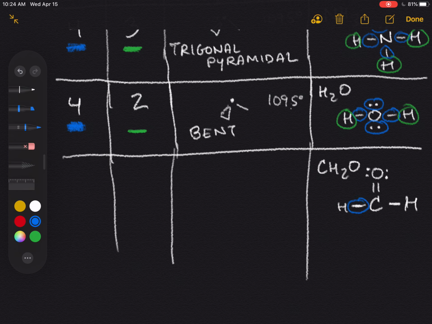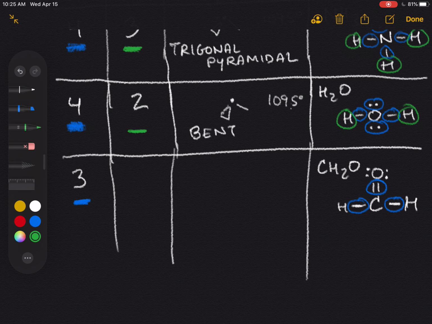So we know this is one. This is two. Now, maybe new to our discussion is that double or triple bonds count as a single region of electrons when you're looking at geometry. So this is just one region of electrons. So keep that in mind again, that a double or triple bond counts as a single region of electrons. So in this example, we actually just have three regions of electrons.